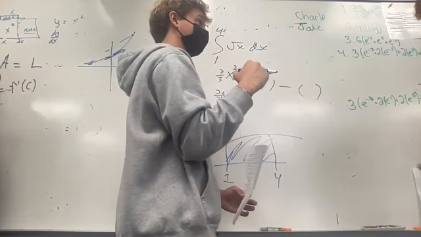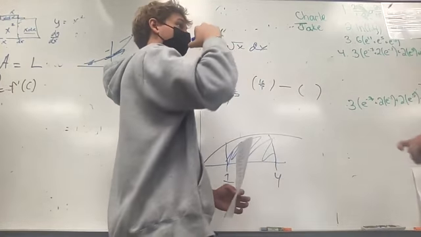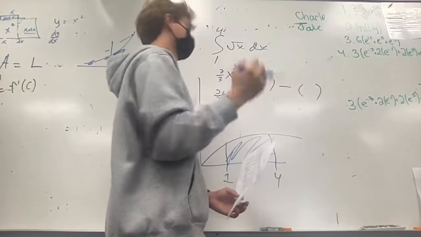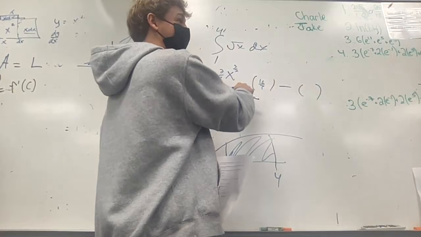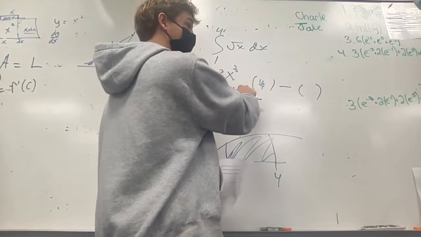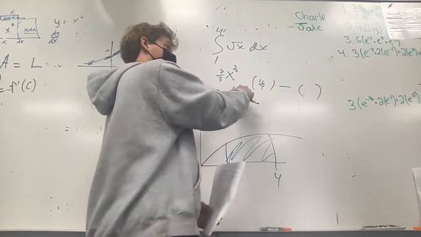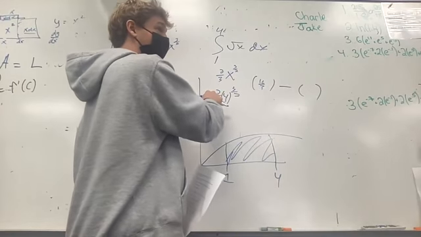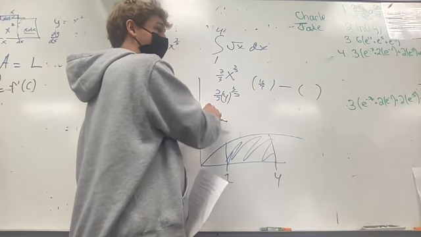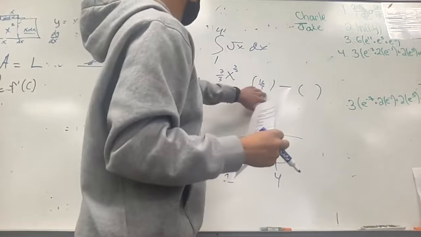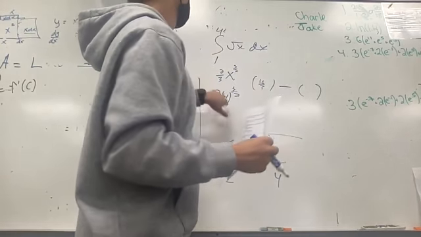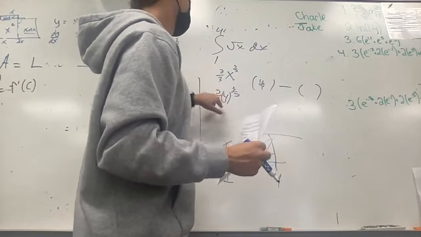The square root of 4 is 2. 2 to the 3 is 8. 8 times 2 is 16, divided by 3. So what you do here is 16 over 3. Then we take 1. The square root of 1 is 1, 1 to the 3 is 1, 1 times 2 thirds.